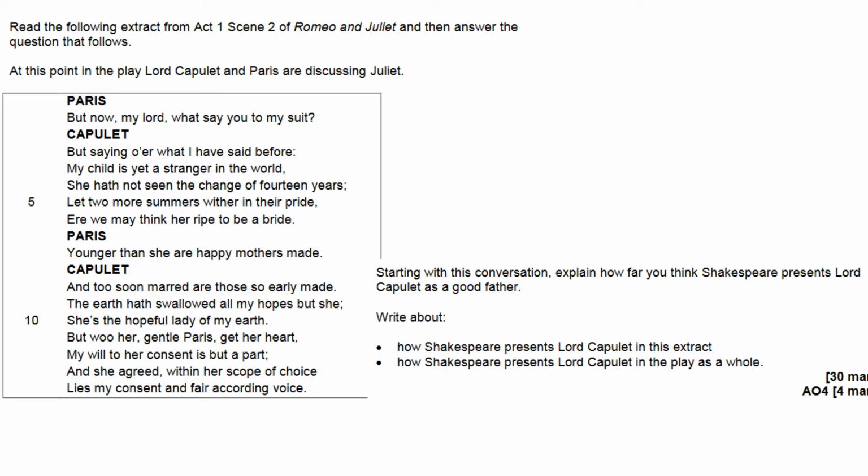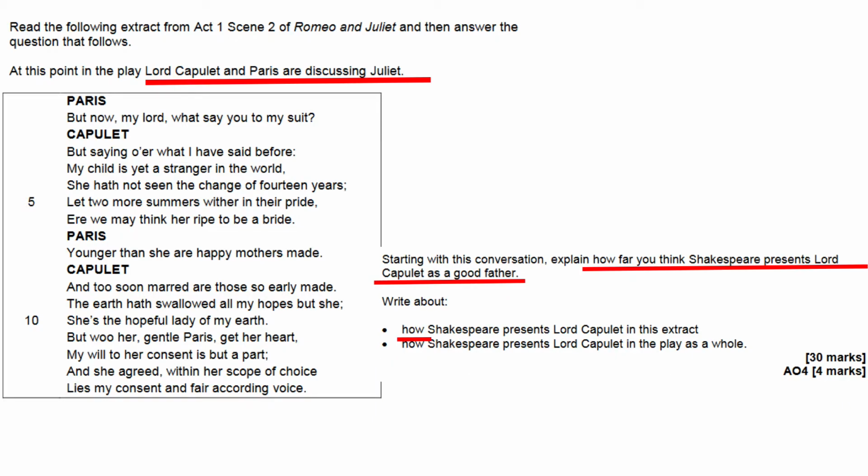Okay, hopefully you should have paused the video, and I'm now going to reveal to you the key words in the question that I think you should have underlined. Lord Capulet and Paris are discussing Juliet. That's crucial as it puts the extract in context, because this conversation could be about anything if you're unaware. Perhaps they're discussing what's happening in Verona, but it's not about that. They're not discussing what happened to Lady Capulet. They are discussing Juliet.